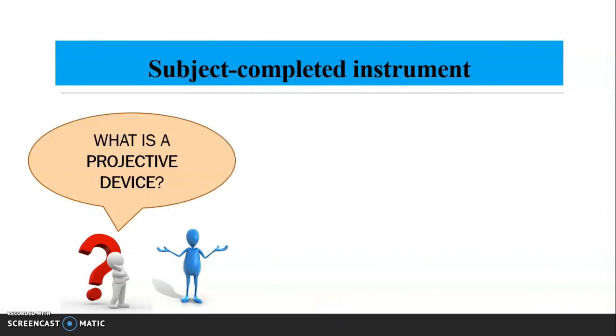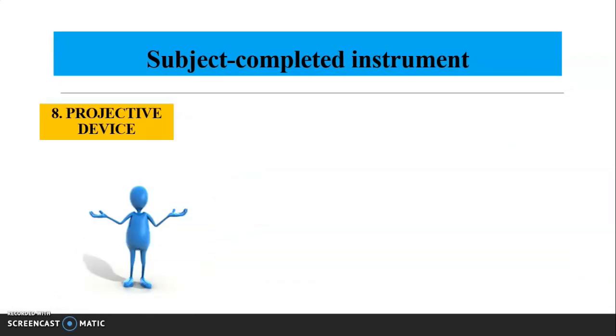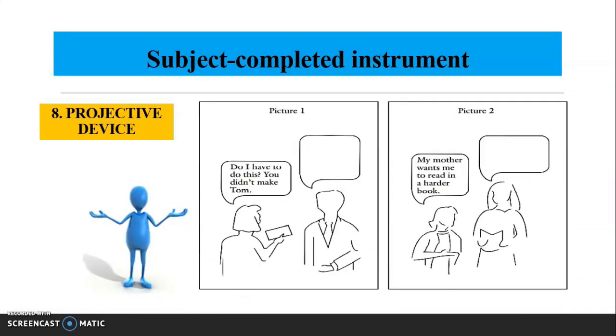What is a projective device? A projective device is any sort of instrument with a vague stimulus that allows individuals to project their interests, preferences, anxieties, prejudices, needs, and so on through their responses to it. This is an example of a projective device. This kind of device has no right answers, and its format allows an individual to express something of his or her own personality. There is room for a wide variety of responses.